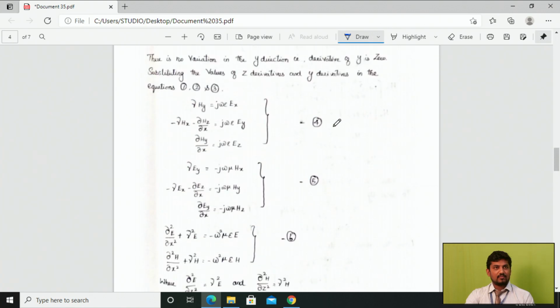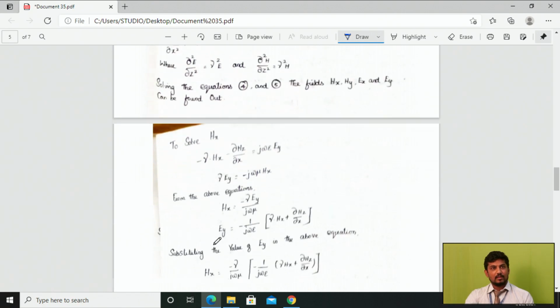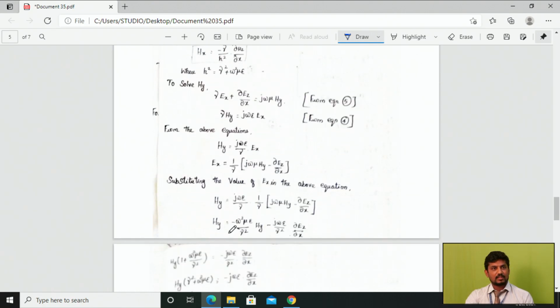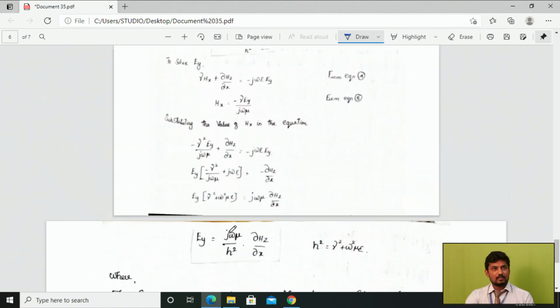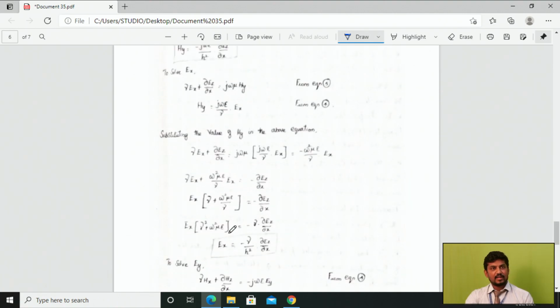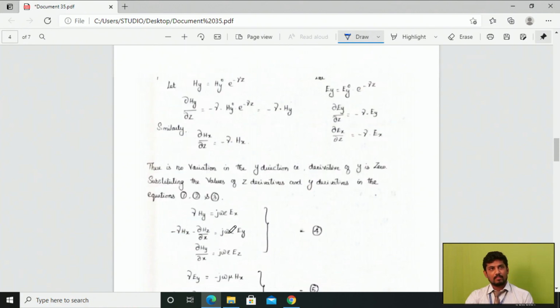Then with the help of equations 4, 5, 6 we find the magnetic field strength, that is hx and hy, and the electric field strength ex and ey. Okay, fine. I think this derivation is over. Okay. Thanks to all.